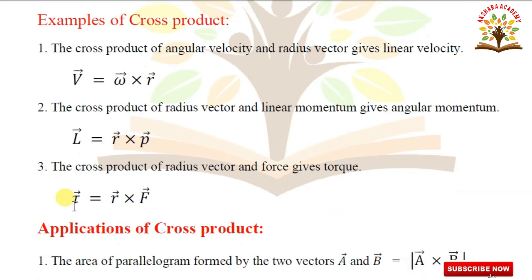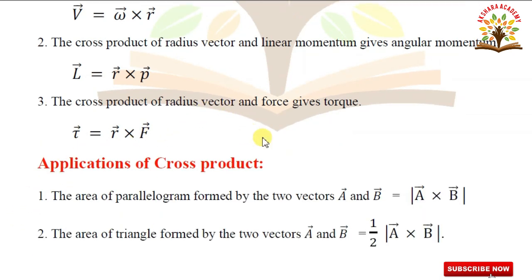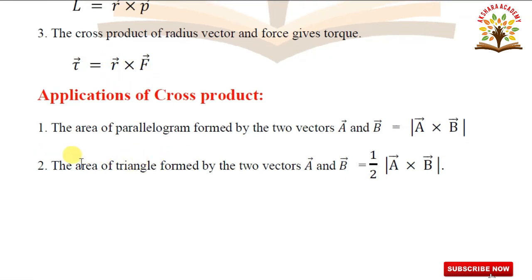Third one is the cross product of radius vector and force gives torque. So torque denotes tau. Tau bar is equal to r bar cross f bar. Applications of cross product. The area of parallelogram formed by the two vectors a bar and b bar is equal to modulus of a bar cross b bar. Second one, the area of triangle formed by the two vectors a bar and b bar is equal to half modulus of a bar cross b bar.